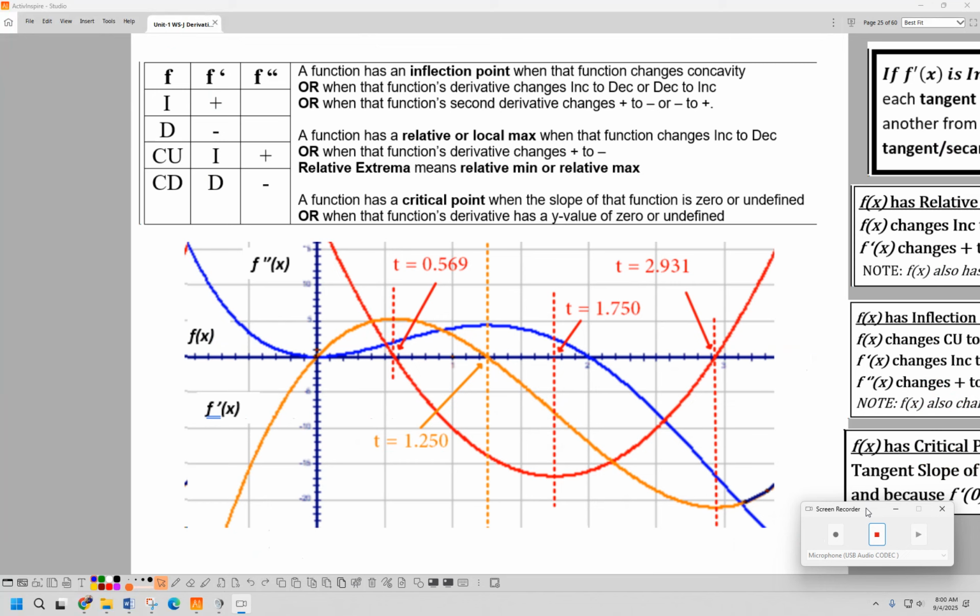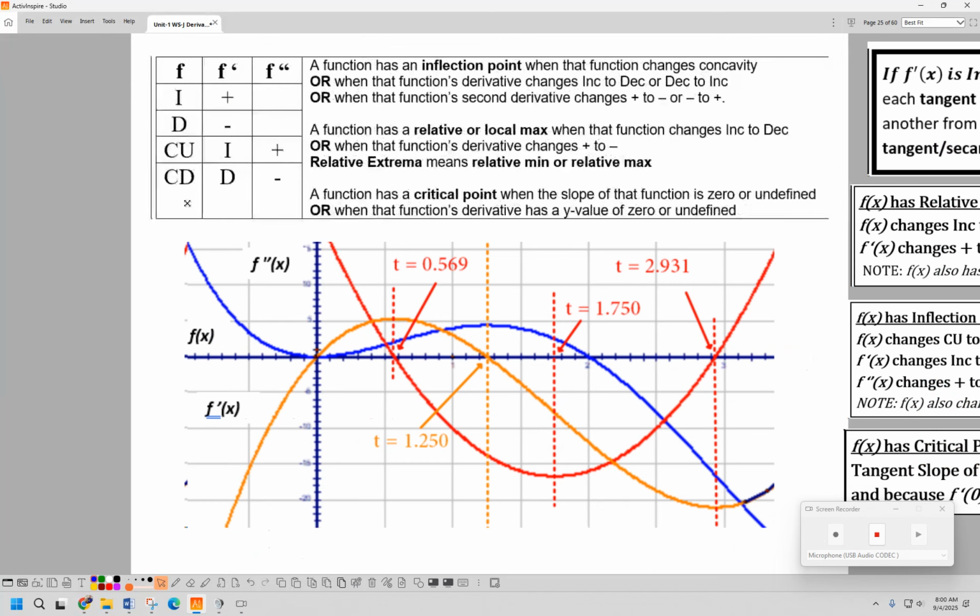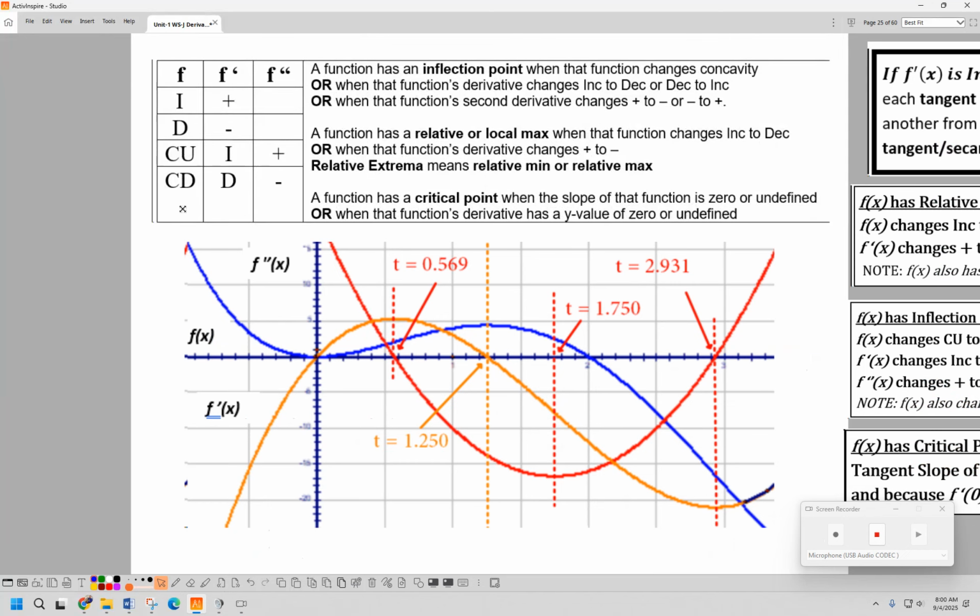Okay, so this is the reference sheet. You all have that. The reference sheet talks about inflection point, relative min, relative max, relative extrema, and it also talks about critical points. All of those words are defined in this box on the reference sheet. You have to have all of those.